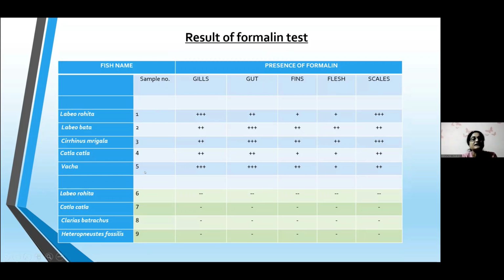these varieties of fishes, Labeo rohita, Labeo bata, Cirrhinus mrigala, Katla katla and Bacha, came from other states, other districts. So they showed the presence of formalin, but the live fishes from the tankers and their residues and samples did not show any presence of formalin.